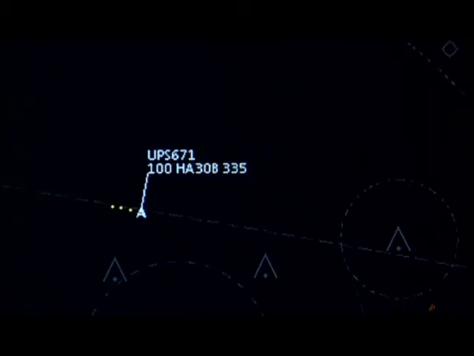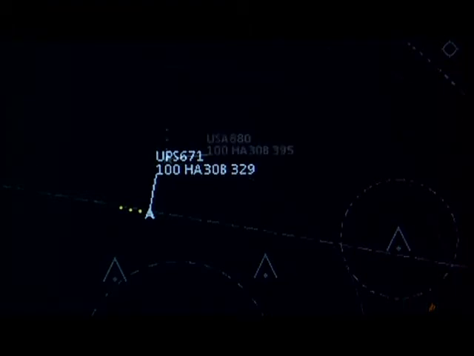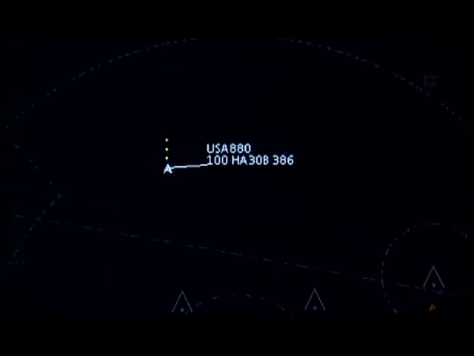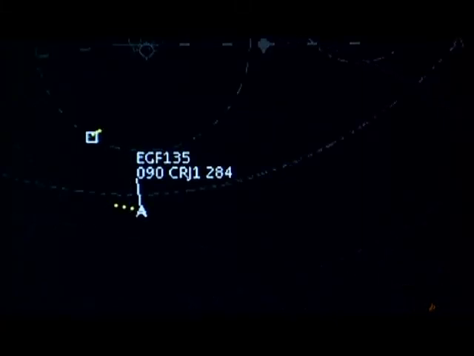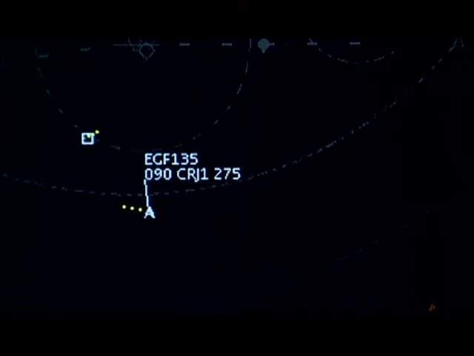UPS 671 Heavy, reduce speed to 250. 250, UPS 671 Heavy. USR 880 Heavy, reduce to 300 knots. 300, USR 880 Heavy. Eagle Flight 135, reduce speed 30 knots. Reducing 30 knots, Eagle Flight 135.